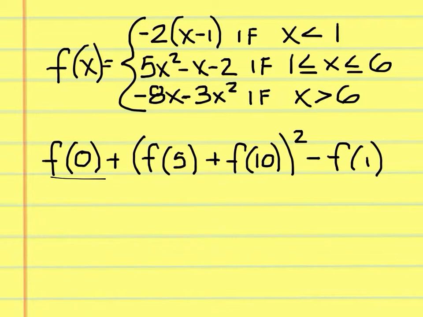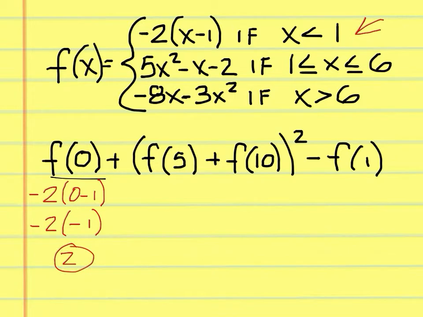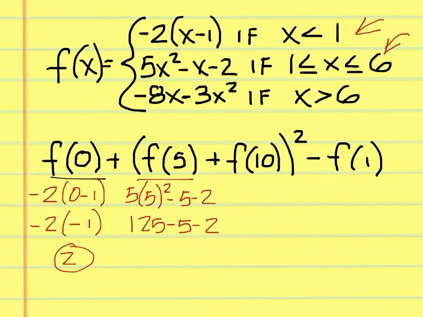Starting here with f of 0, that's going to fall into this category here because it's less than 1. So we will have 2 times the quantity of 0 minus 1, which is going to be -2 times -1. That is a 2. The 5 is going to be in this category. So we will have 5 times 5 squared minus 5 minus 2. So 5 squared is 25 times 5 is 125. Subtract 5 to get 120 and take away 2 to get 118.